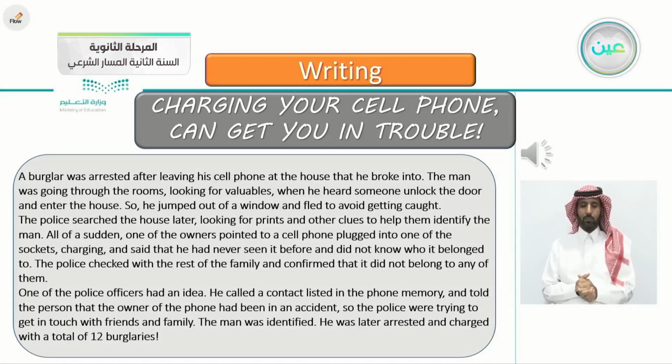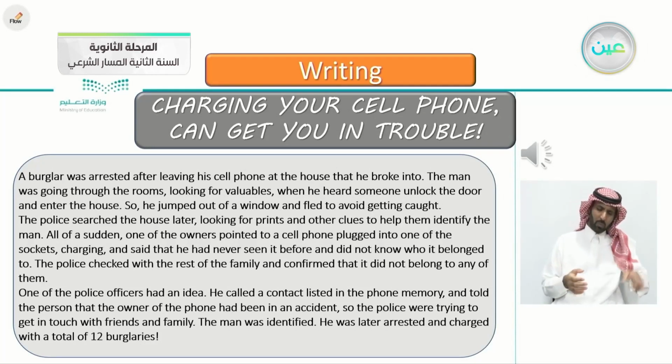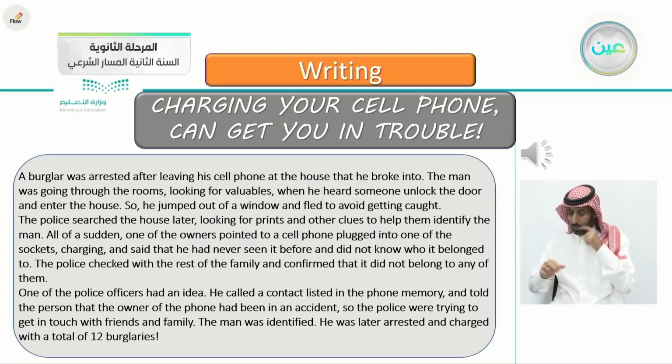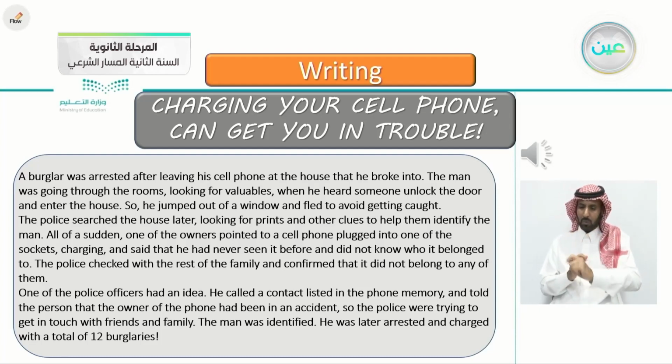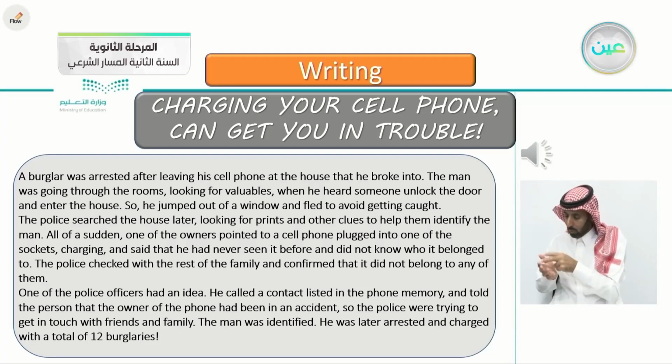A burglar was arrested after leaving his cell phone at the house that he broke into. The man was going through the rooms, looking for valuables, when he heard someone unlock the door and enter the house. So, he jumped out of a window and fled to avoid getting caught. The police searched the house later, looking for prints and other clues to help them identify the man.